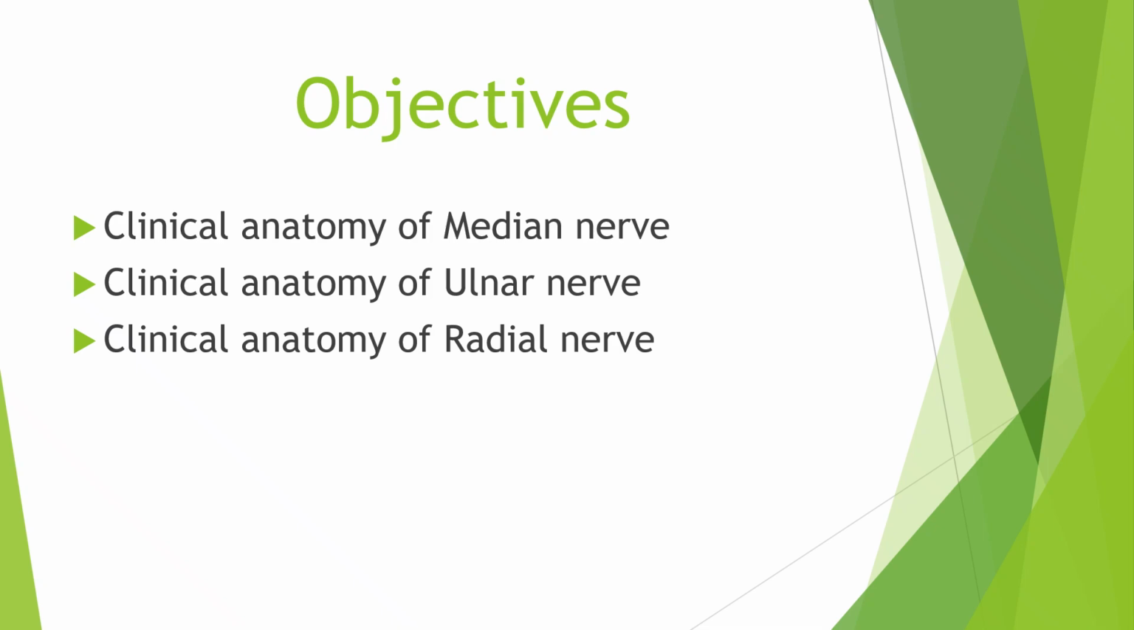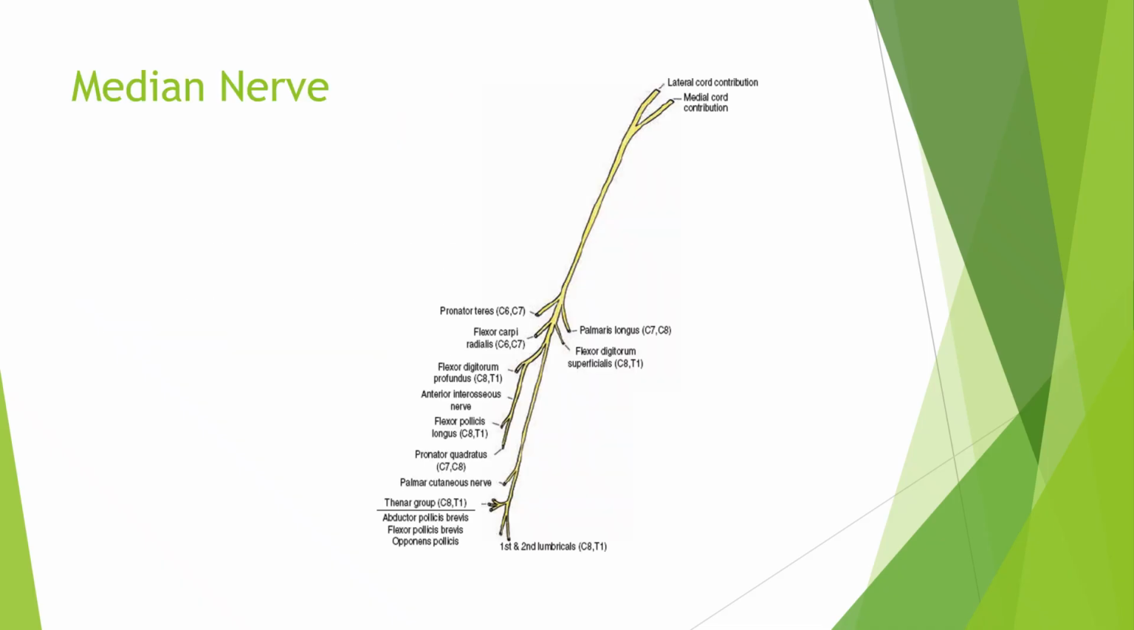Today we shall see the clinical anatomy of the median nerve, ulnar nerve and the radial nerve. The median nerve arises from a medial root from the medial cord and a lateral root from the lateral cord of the brachial plexus. The root value is C5, C6, C7, C8 and T1.